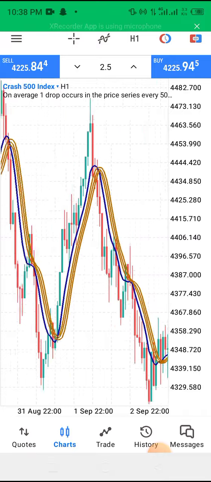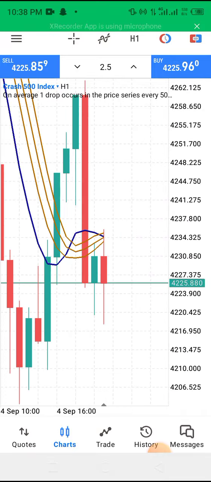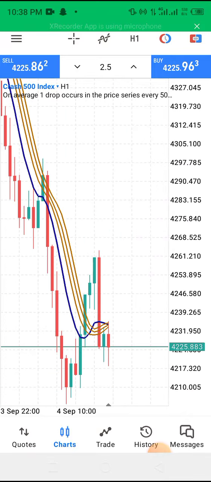Crash 500 is selling as well, so we can buy. Okay, so I will just show you how this strategy works. But we won't be doing a live buy or sell, because none of them is actually favoring our strategy. So we'll just avoid it, and we'll just show you how it works.